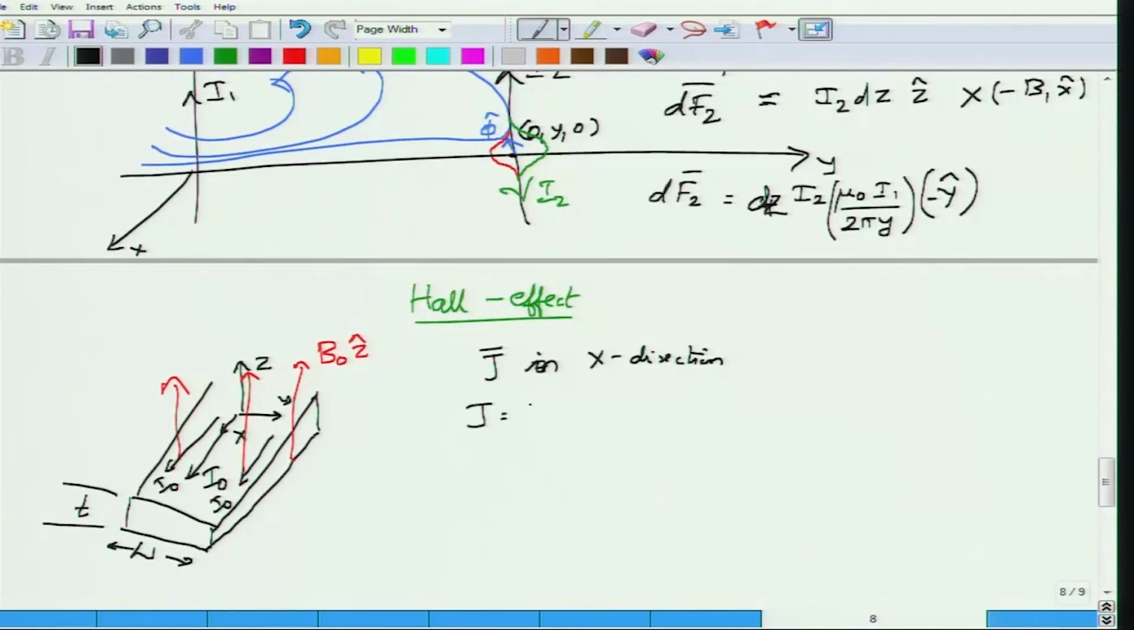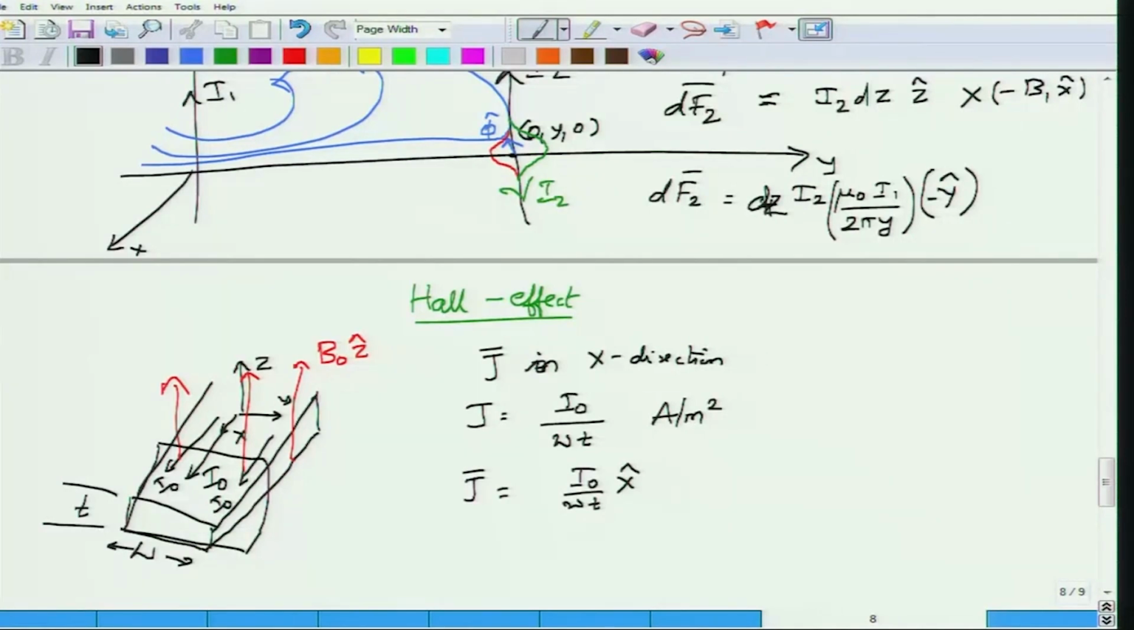What is the current density there? The magnitude of the current density is the total current I0 divided by the area. And what is the area? The cross sectional area through which these lines are coming out is W times T, with width W and thickness T. This is the magnitude of the current density, and the vector J will be equal to I0 divided by W T times x hat.